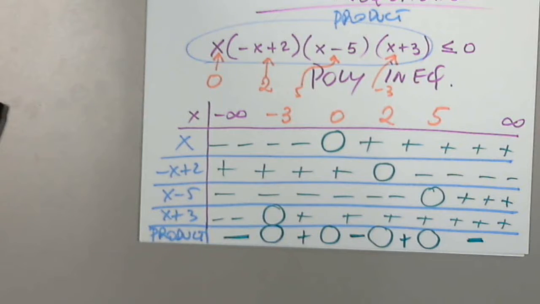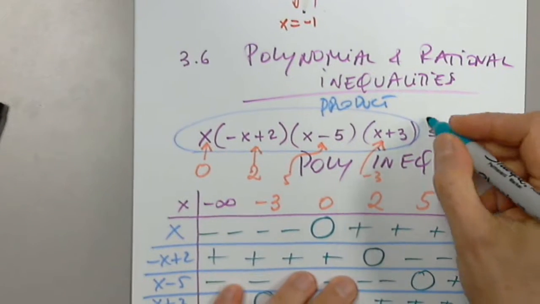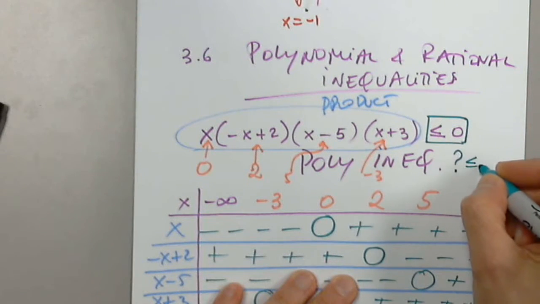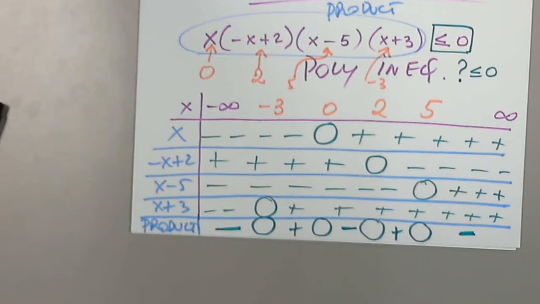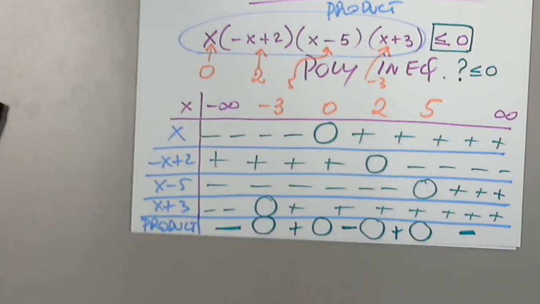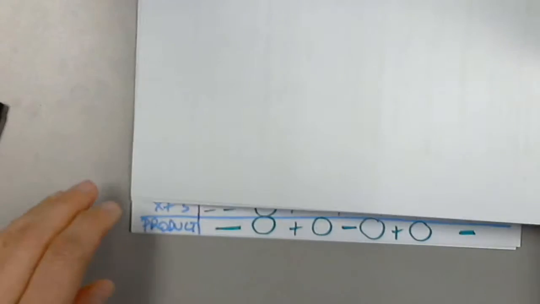Yes? Now, finally, I'm asking myself, what do I want? Which sign is less than or equal to 0? Negative. So is this product, which is on this line, ever negative? I don't care about the rest. The rest doesn't mean anything to me anymore. It's negative on this subinterval, it's negative on this subinterval, and negative on this subinterval.